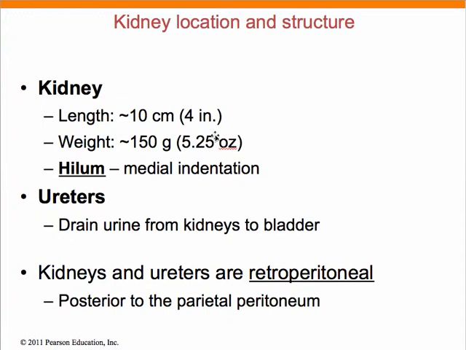Each kidney has an indentation on the medial side, and we call that the hilum. The hilum is where our vasculature, our ureters, our lymphatic vessels, and nerves come into the kidney. You're going to see a hilum on many different types of organs. It's normally a medial indentation on the organ. We know that the ureters are going to drain away urine from the kidneys.